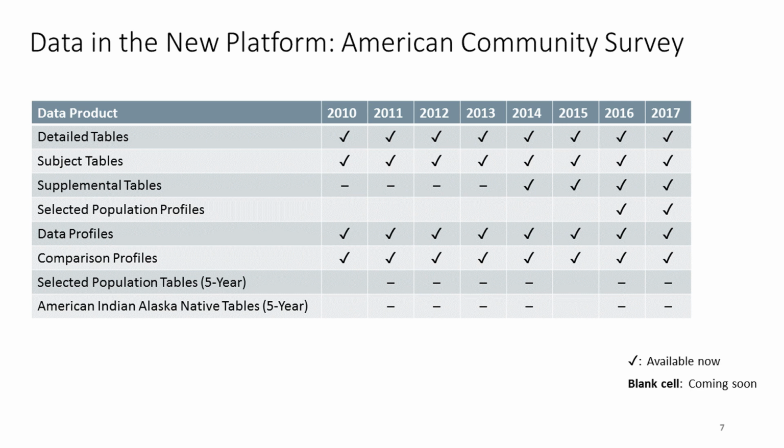Most of the tables from the ACS, the American Community Survey, are available. The tables prior to 2010, they've decided not to release on data.census.gov, but to keep them in the API, and people can pull from there. The checks mean that they're available. The dashes mean that they weren't released at that time. So like supplemental estimates started in 2014.